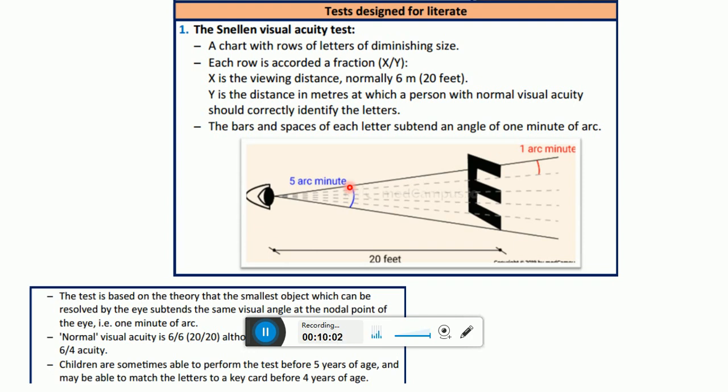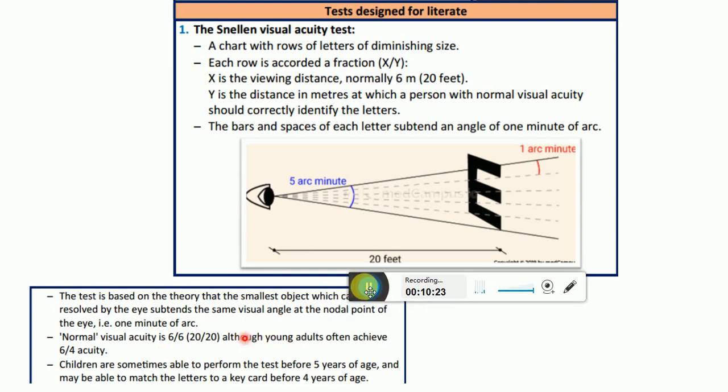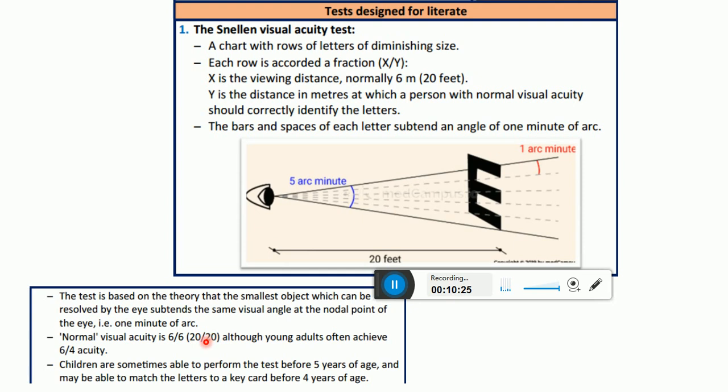A subject who identifies the letters on the 12 line from 6 meters has 6 by 12 vision, or 20 by 40. The numerator indicates the viewing distance. Normal visual acuity is 6 by 6 or 20 by 20, although young adults often achieve 6 by 4 visual acuity. Children are sometimes able to perform the test before 5 years of age and may be able to match the letters to a key card before 4 years of age.